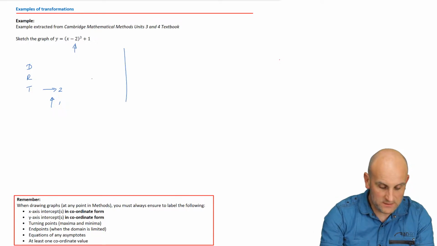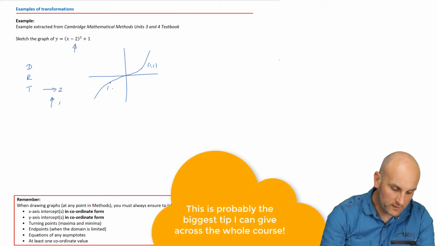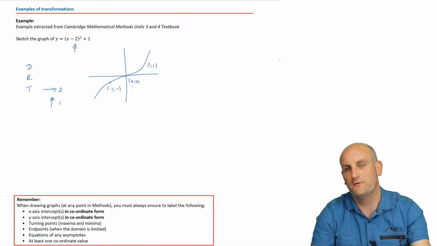Well, the first thing I always do, ladies and gentlemen, is I draw my base sketch. And I say, well, that's (1, 1). And I know that point there is (-1, -1). And I know that point there is (0, 0). So that's my base graph.